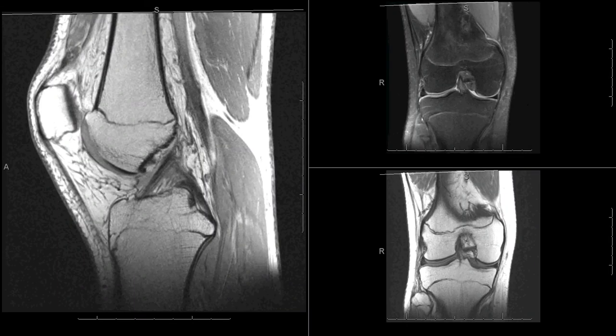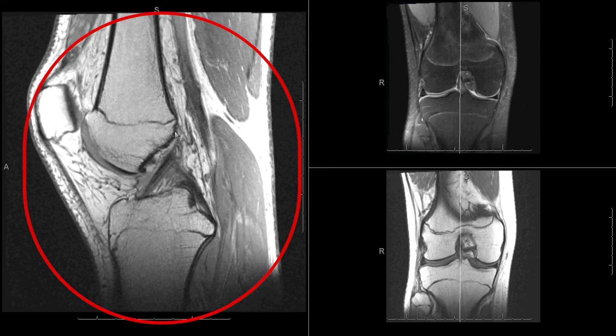The anterior cruciate ligament should be parallel to the posterior margin of the femur, or pretty close to parallel. This is Blumensaat's line, which is here, and the ACL should be pretty much aligned with that.